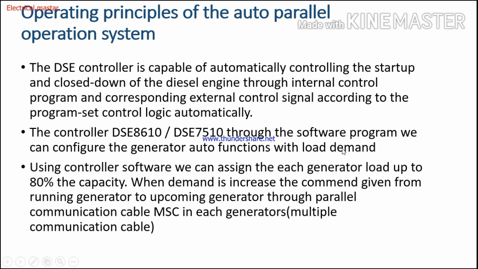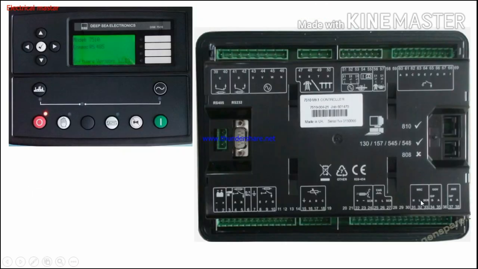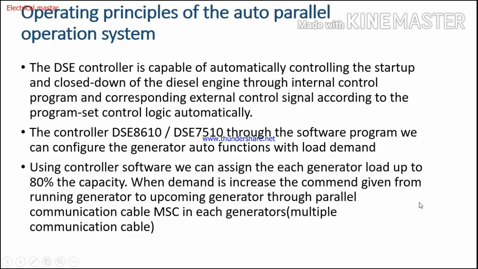It means that when one generator is running and the load increases to more than 80% capacity of the running generator, the running generator gives the command to the connected, synchronized generator to start up and share the load with the existing generator. That is the auto function with the load demand configuration. The first generator gives the command through the parallel communication MSC cable. So this MSC cable link gives the command to start the second generator, and both generators will share the load equally. This is how the auto operation works.